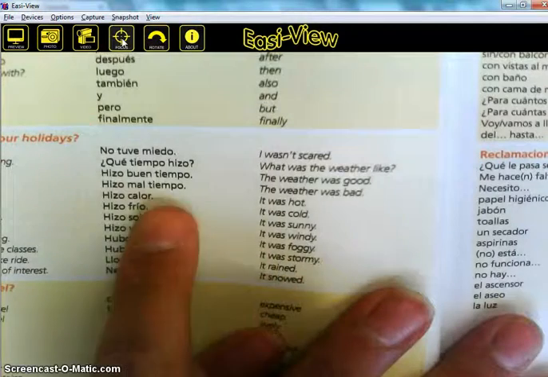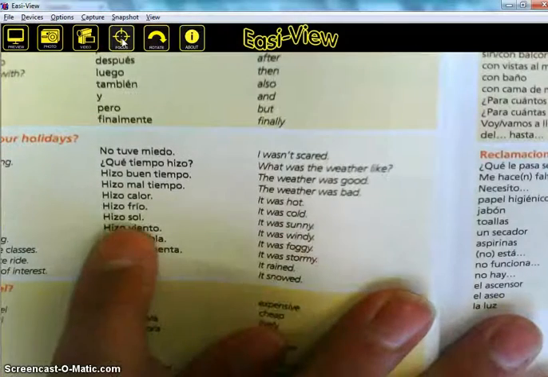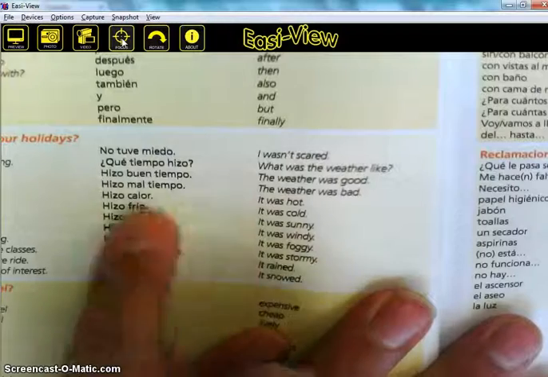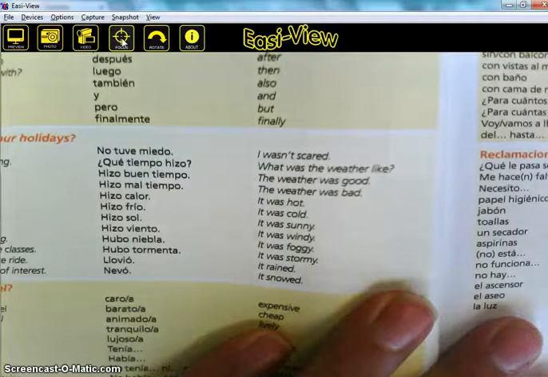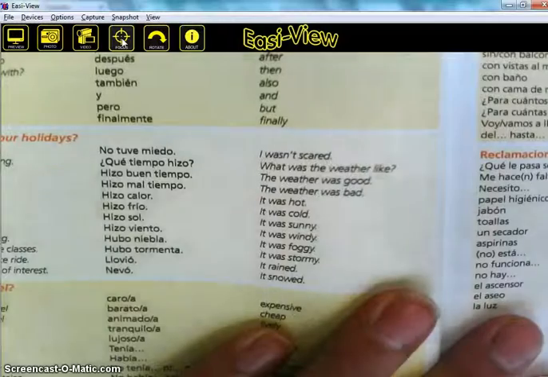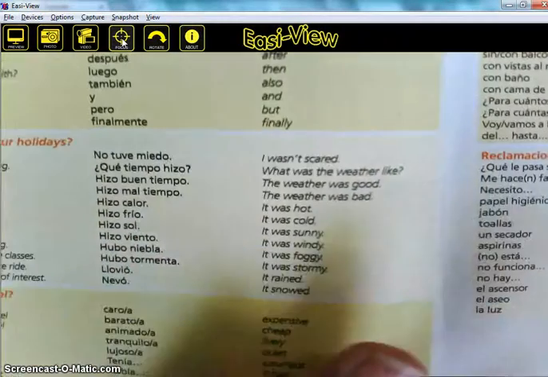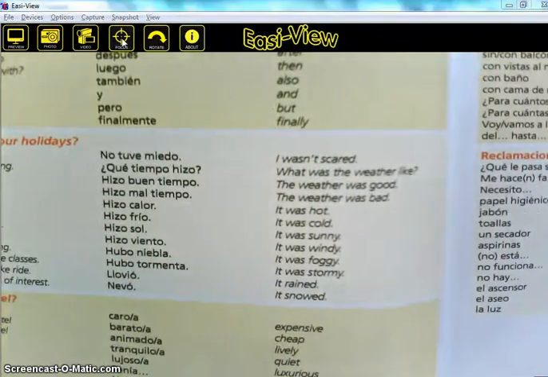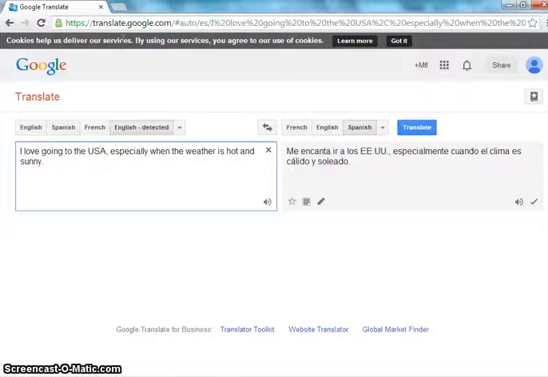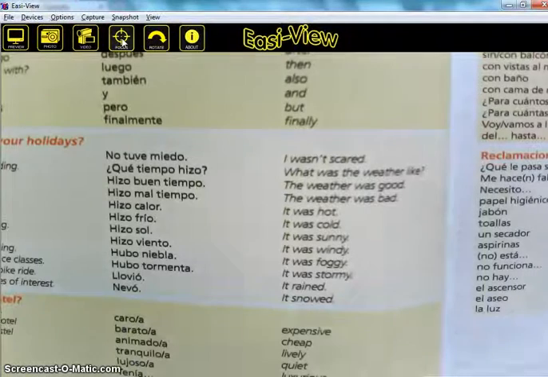This says it was cold, it was sunny, hizo sol, it was hot, hizo calor, and what was the other one I wanted? Hot and sunny, so I wanted those two: hizo calor and hizo sol. Now, looking at the Google Translate, me encanta ir a los Estados Unidos, especialmente cuando el clima es cálido y soleado, it uses the verb es, which comes from which verb? Ser. Which verb does hizo come from? Almost.